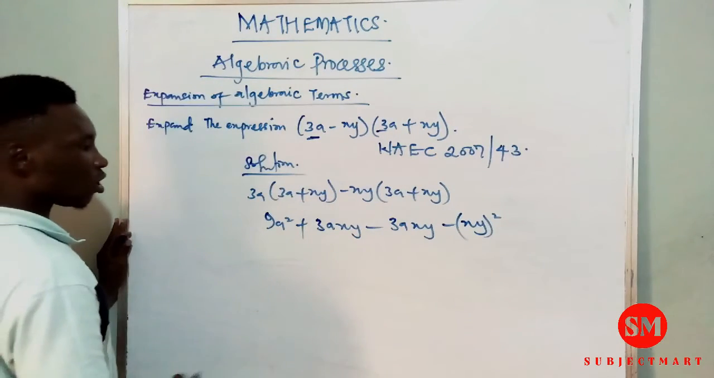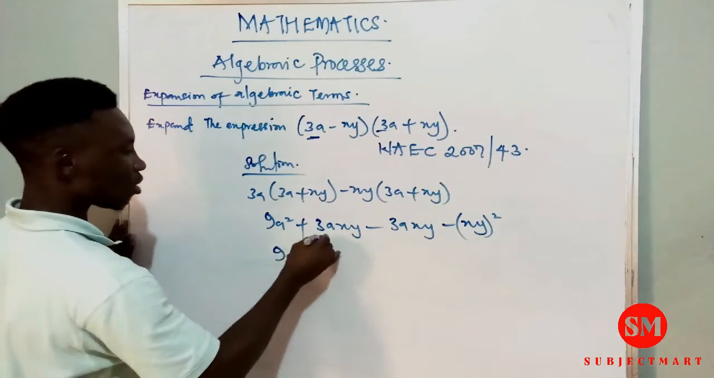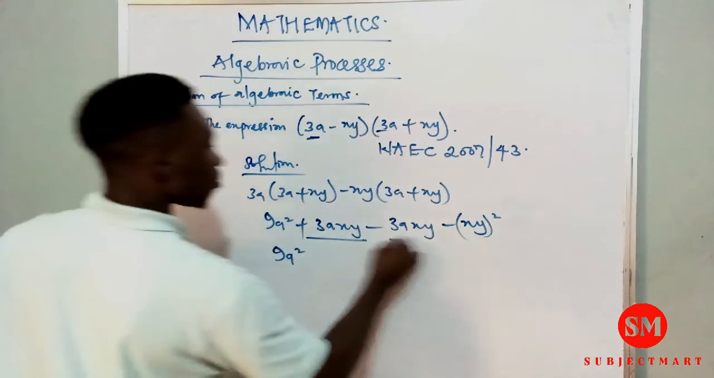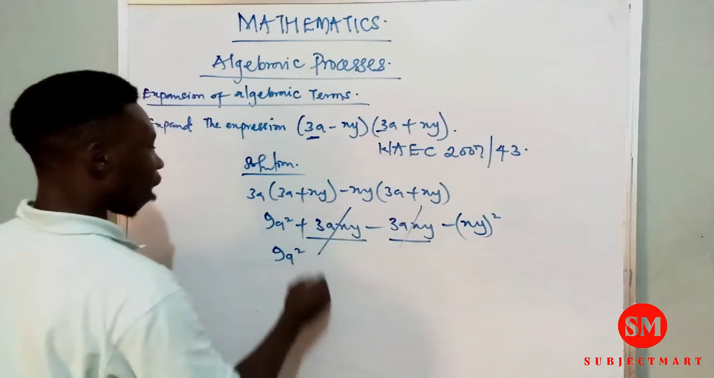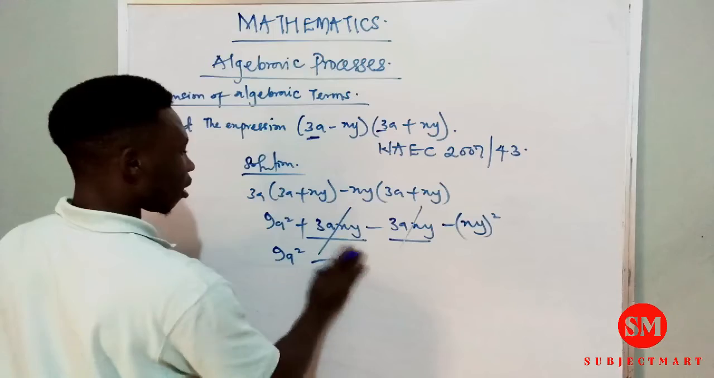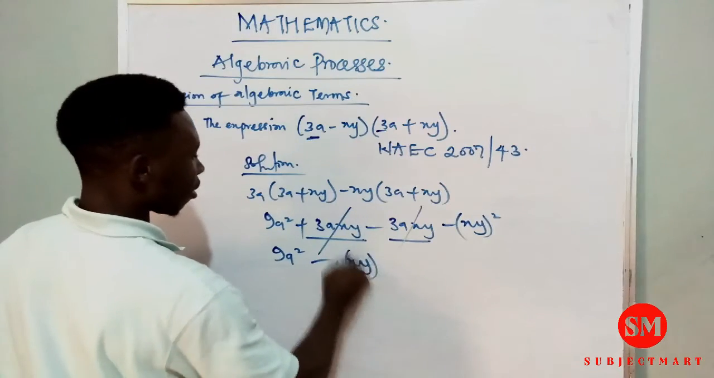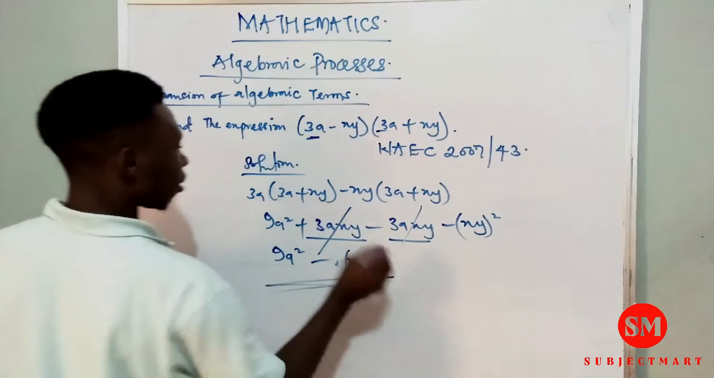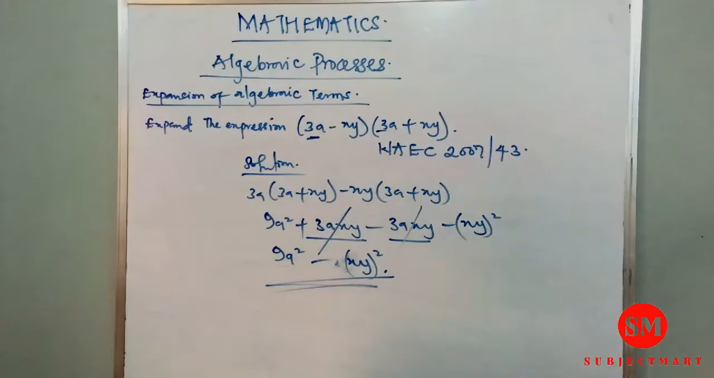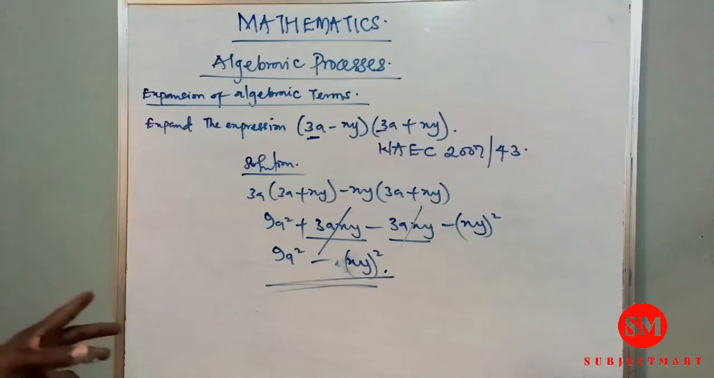So at this junction, this becomes 9a squared, this is plus 3axy, and this is minus 3axy, so they cancel themselves, minus xy raised to power 2. So at this junction, breaking things down to this step gives us our final answer.